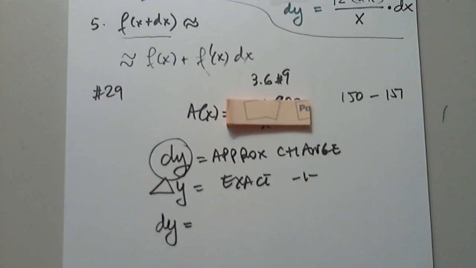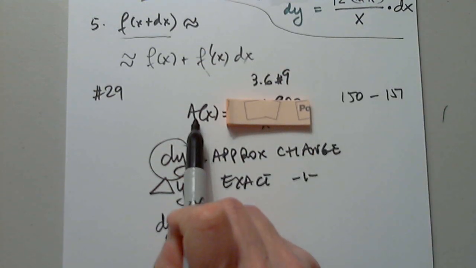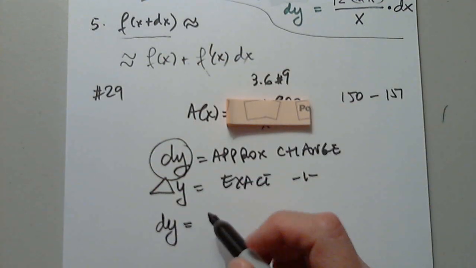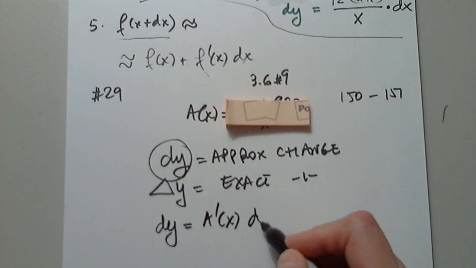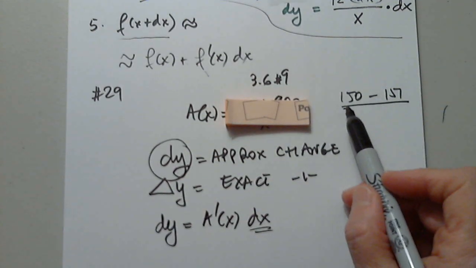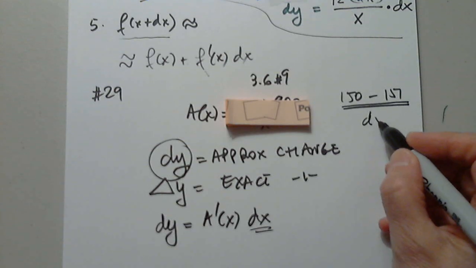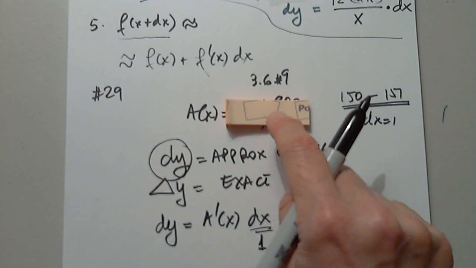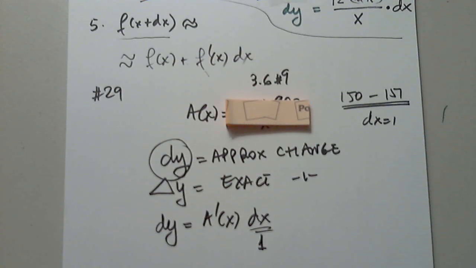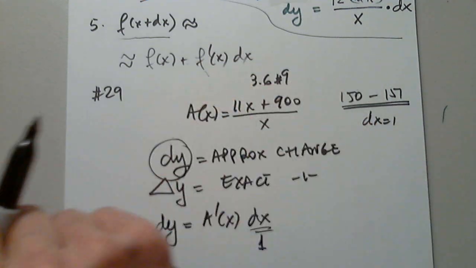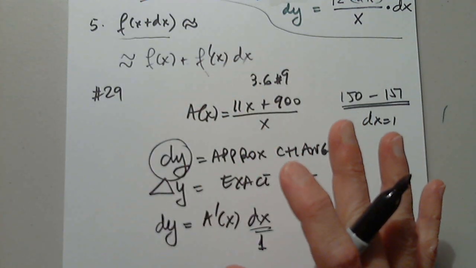We wrote it there. Multiplied by dx. Exactly. So it's a prime of x times dx. dx is the minor change. Well, it happens that dx will be 1 for us. Now we're going to differentiate this function and put it here, and that will be the approximate change. However, we always look at the function carefully before we start.